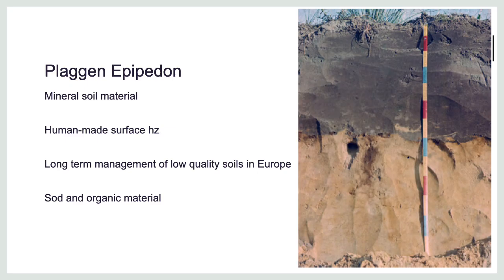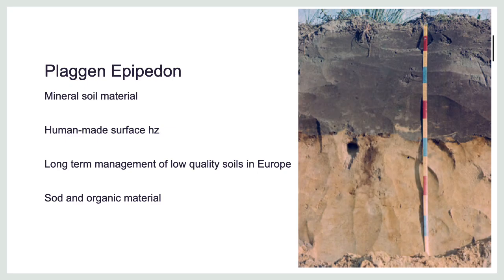The Plaggic pattern is quite interesting because it's a mineral soil material. So the organic carbon content, like the mollic pattern, should be less than 12% of organic carbon. And the Plaggic pattern is something quite interesting because it's produced by humans. Also produced by humans, like the anthropic pattern. So it's quite interesting because this specific pattern is more related to long-term land use in low-quality soils in Europe.